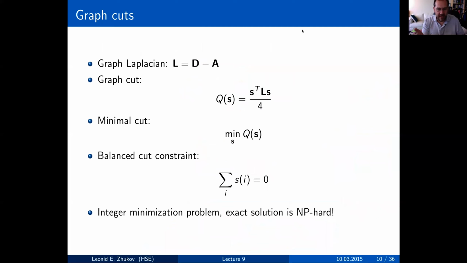So we can calculate it if we're given this S vector. If somebody tells us, okay, this is your node assignment vector, then you can easily calculate the value of the cut. But normally it's going to be the other way around. So you want to calculate that assignment vector.